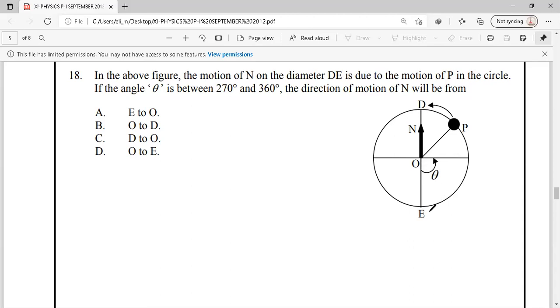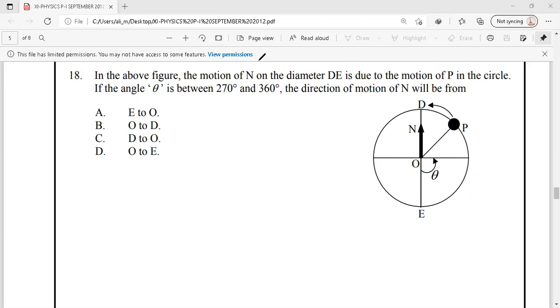So if this particle P is moving in this fourth quadrant, the projection of this particle P will be moving towards the mean position from extreme E to O. So the right answer is option A.